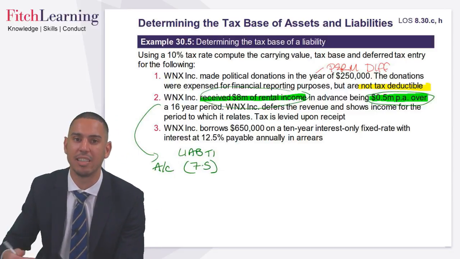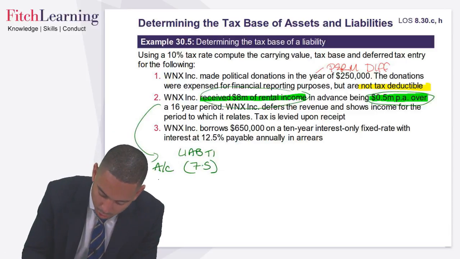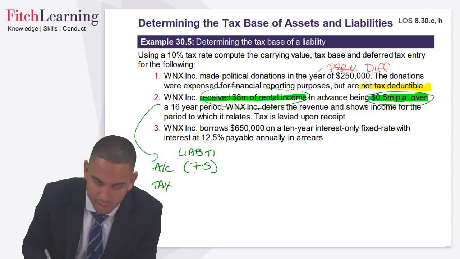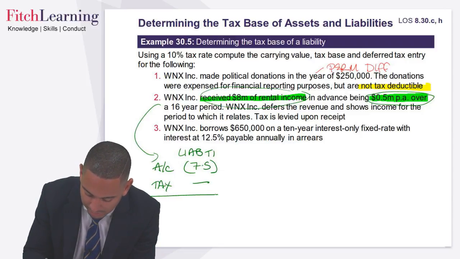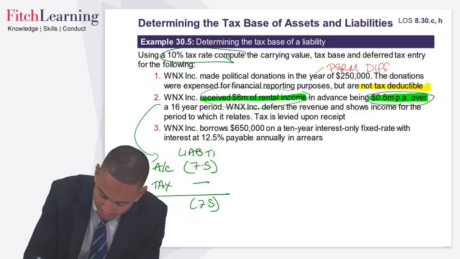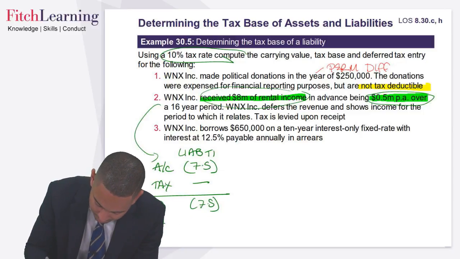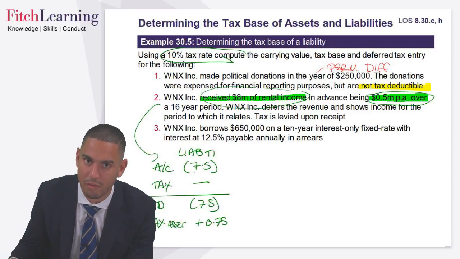I still have to provide 7.5 million of services. That's a liability. According to the tax authority, as soon as you receive the cash, that's income. So you don't have a liability, according to them, which is a temporary difference of 7.5 negative. That is going to be a tax, assuming a 10% rate, asset of plus 0.75.